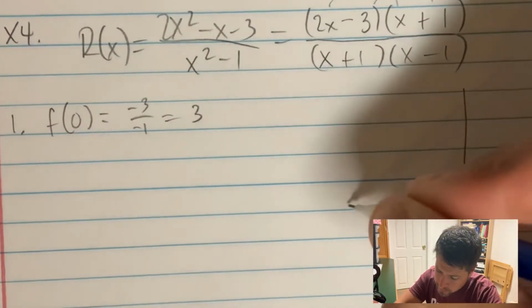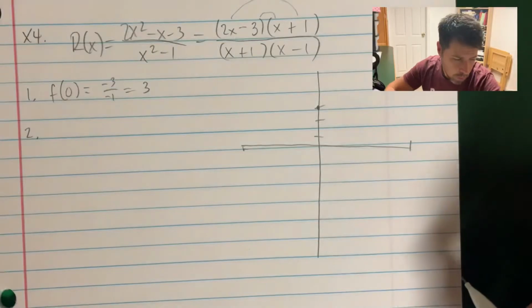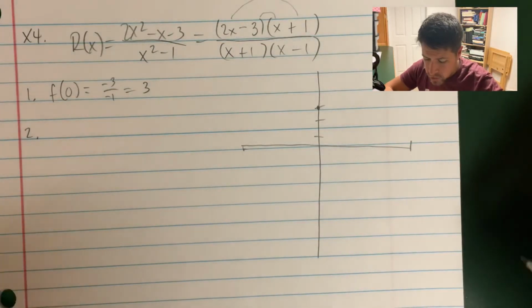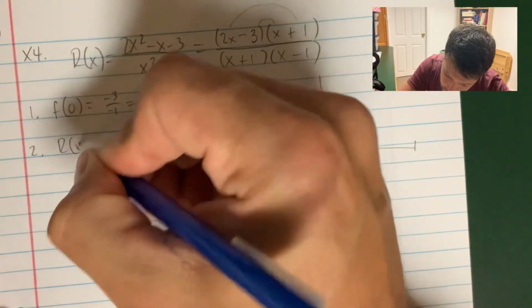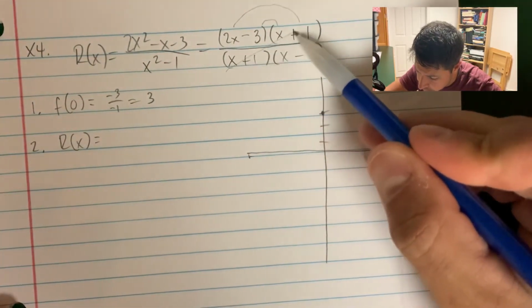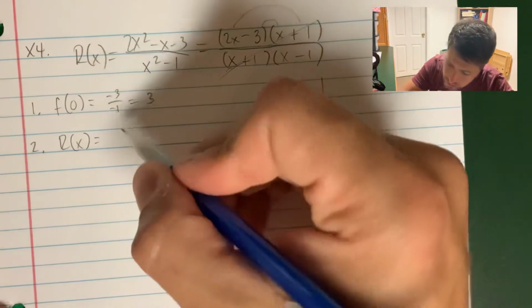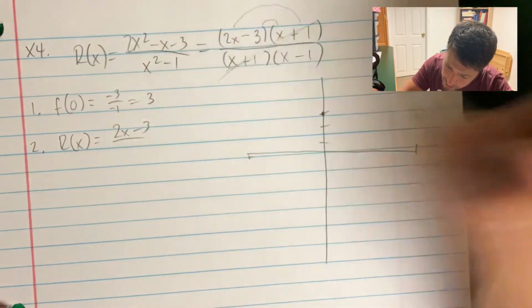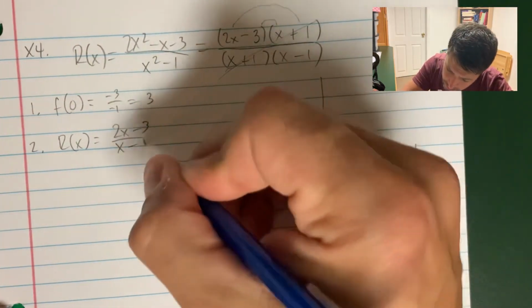Let's go ahead and graph this thing. Step 2, what is it that we have to do? Step 2 says to write my function in lowest terms. So in order to write this in lowest terms, notice I have these factors that are the same, and I am allowed to cross these out. I have 2x minus 3 on the top and an x minus 1 on the bottom.